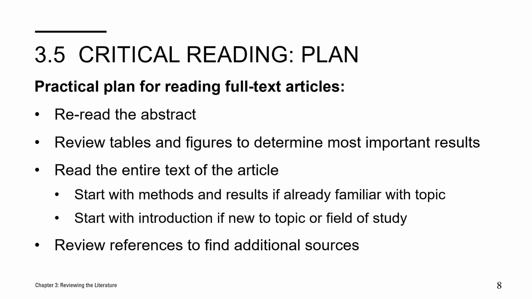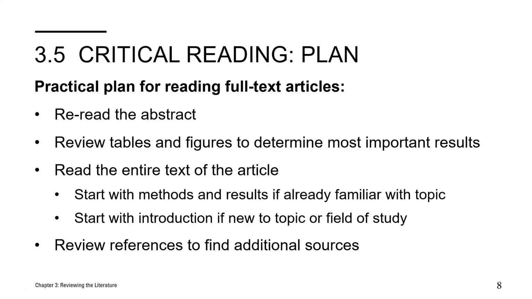So section 3.5 goes over some different steps into critical reading, and this is really when you're reading articles, some things that you want to think about. And so Jacobsen starts off with creating a plan. So there are different ways to go about reading full text articles, but here's what she suggests. So when you get your full text article, you want to reread the abstract. So you probably have already read the abstract in order to determine whether or not you actually want to look at the full text article.